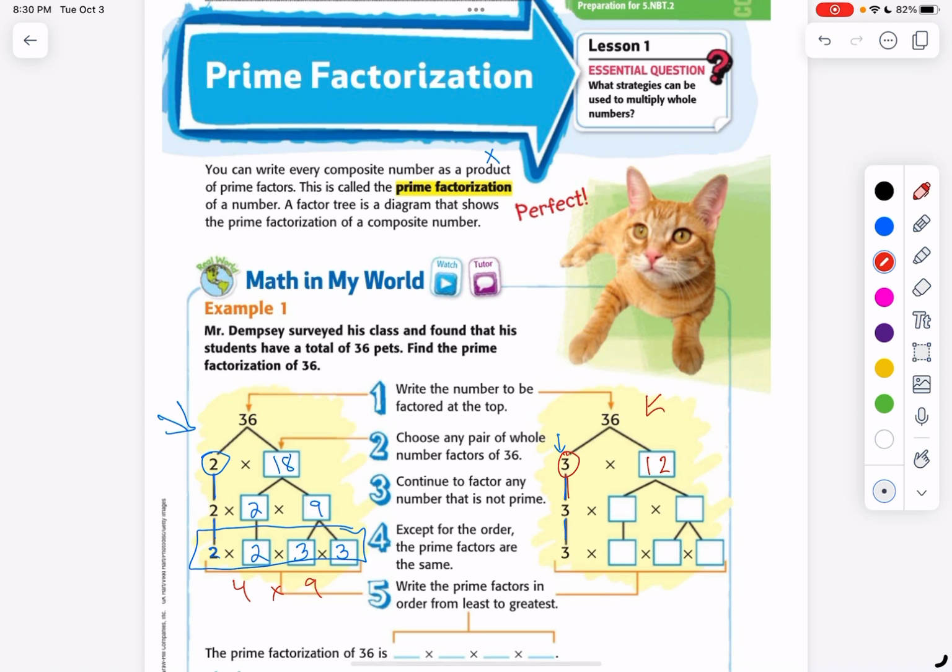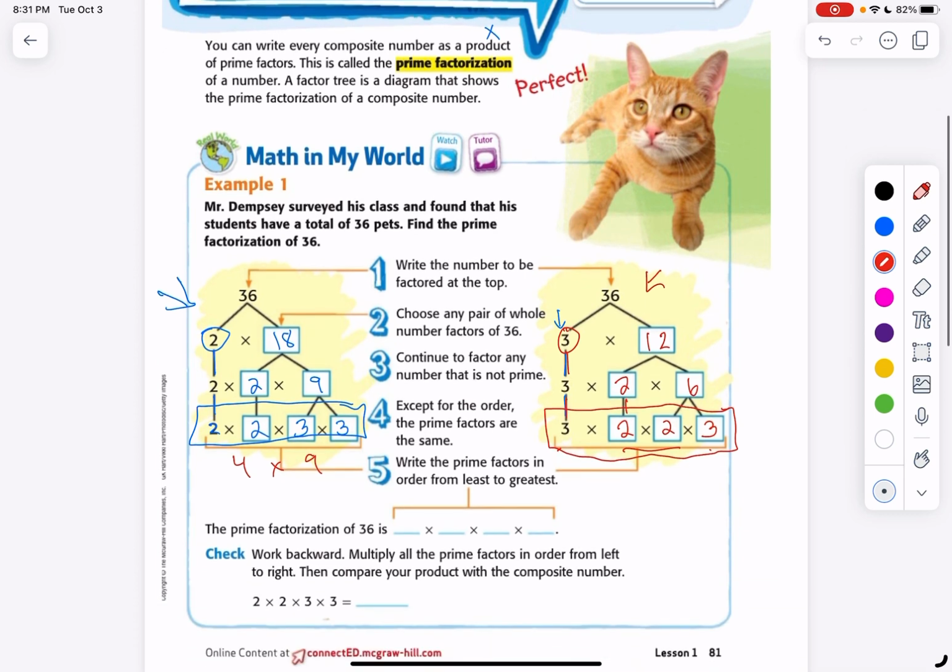3 is prime, so we bring it down. 12 can be thought of as 2 times 6. 2 is prime, bring it down. 6 is composite, and we can break that down further into 2 times 3. And look at that, 2 2s and 2 3s again, because 3 times 2 times 2 times 3 is 36.